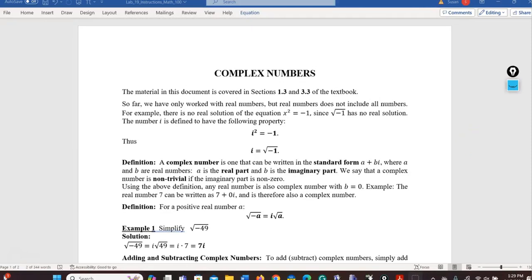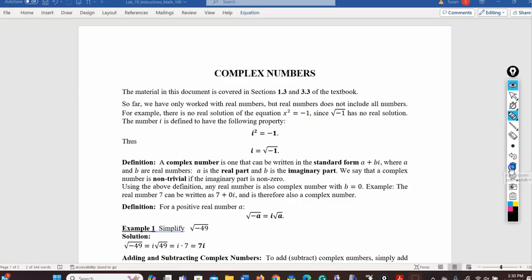Okay, for this video, we're looking at complex numbers. To start off, there's a special number i, and it's defined to be the square root of -1, because you can't take the square root of a negative number in the real number system. So when you square i, you get the number -1. These two facts are going to be very important to remember.